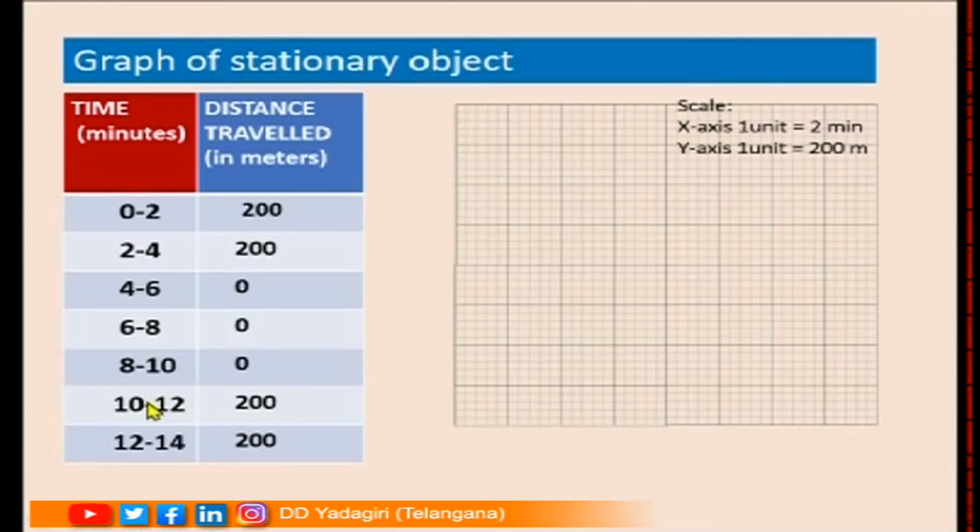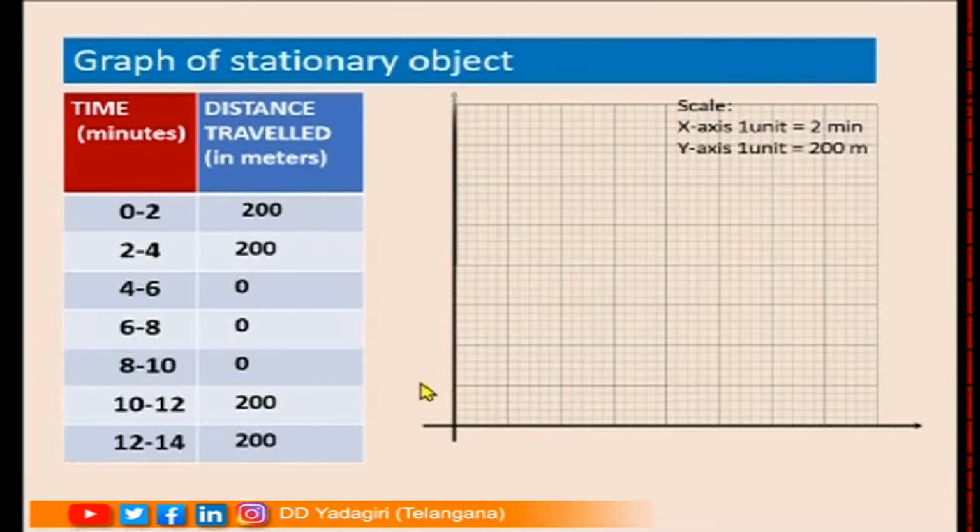After the 10th minute, it starts traveling again and it covers a distance of 200 meters. And in the next 2 minutes again the object covers 200 meters of distance. What do you observe from this table? Here 0, 0, 0. It means that between the 4th minute and the 10th minute the object is at rest. So how can we get the graph for this data, children?